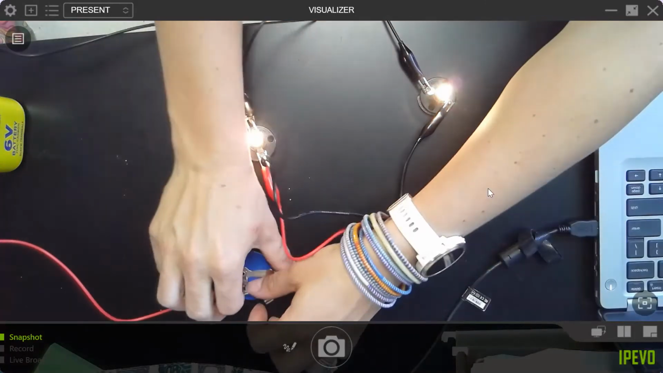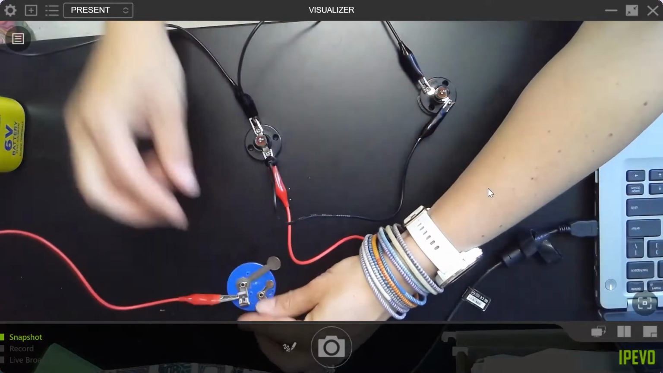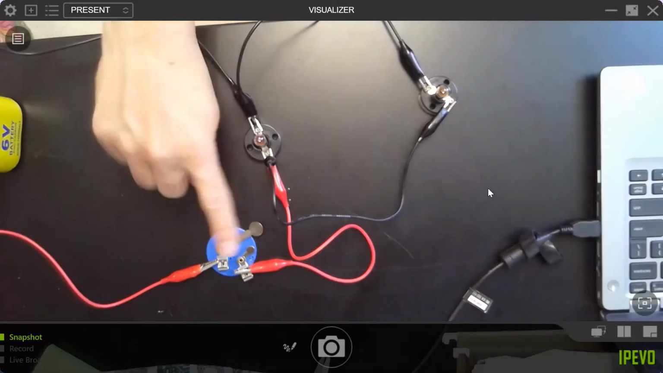Okay, so I'm going to open the switch, which is in a place on the circuit that they all go out.